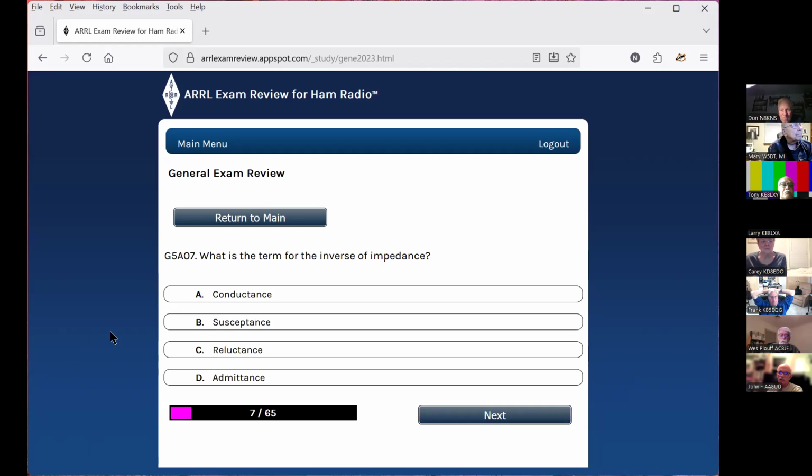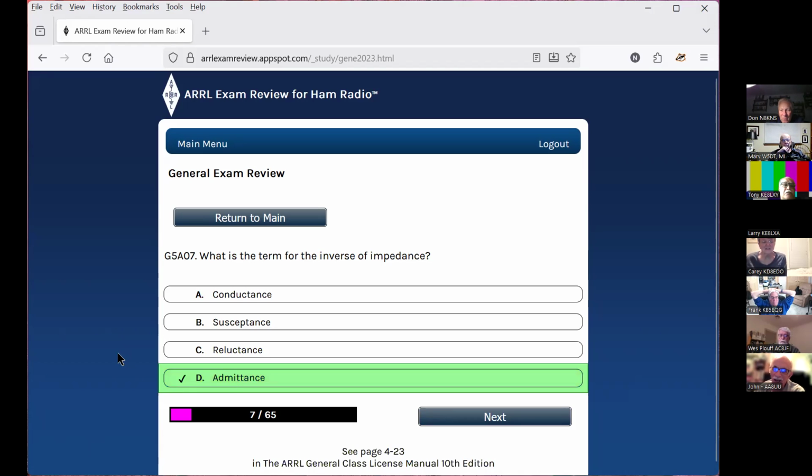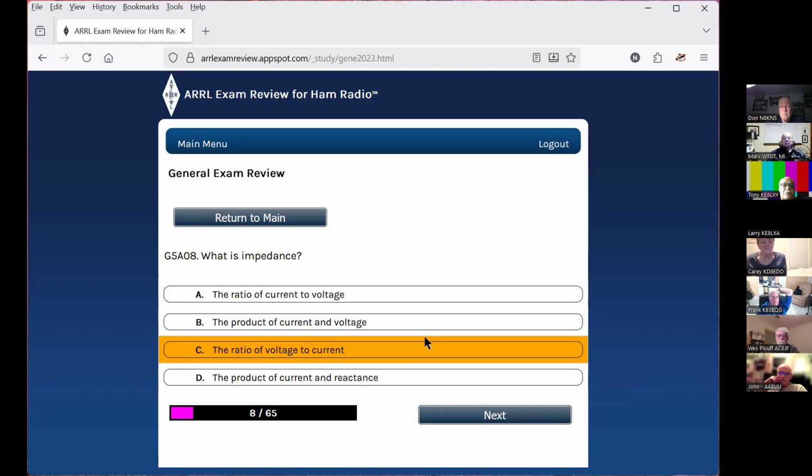What is the term for the inverse of impedance? Conductance, susceptance, reluctance, or admittance? Susceptance. That's funny. Admittance, wasn't it? Let's take a look. Yep, admittance. Conductance is the inverse of resistance, but admittance is the inverse of impedance. Well, I got that one wrong.